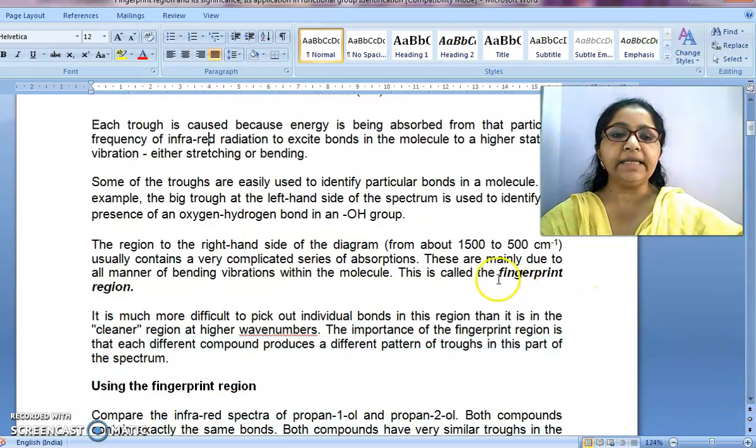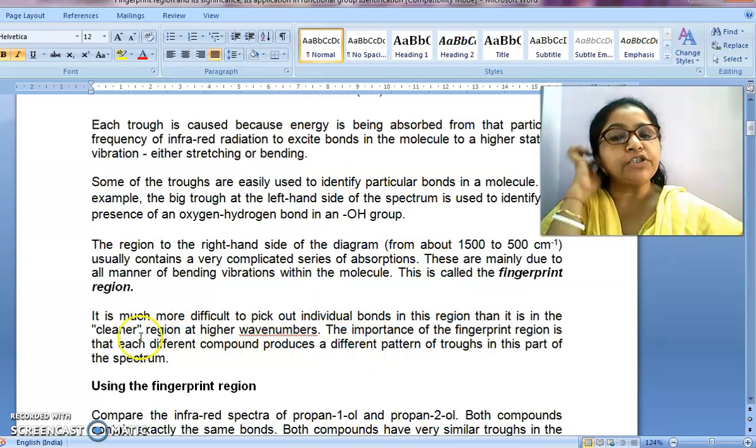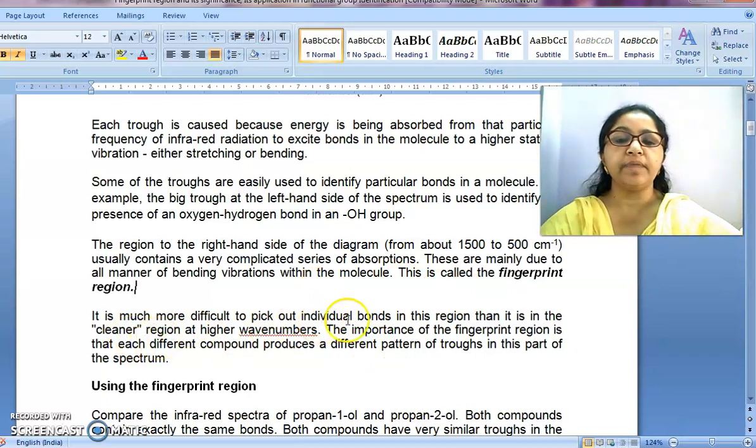So mainly, you have to understand this word, mainly. It means apart from this bending vibration, there can be stretching vibrations also. So it is much more difficult to pick up individual bonds in this region than it is in the cleaner region, that is on the left-hand side at higher wave numbers.